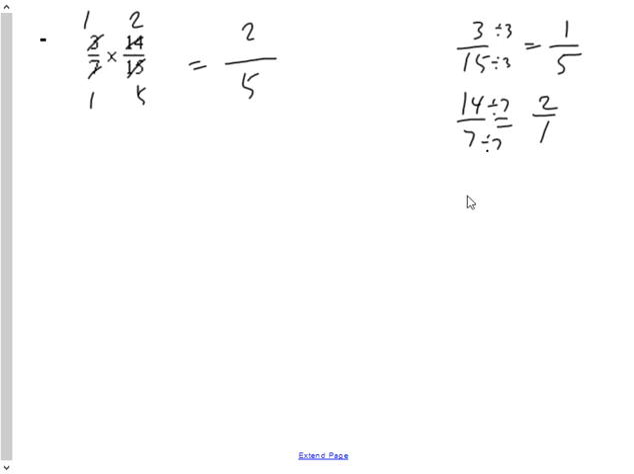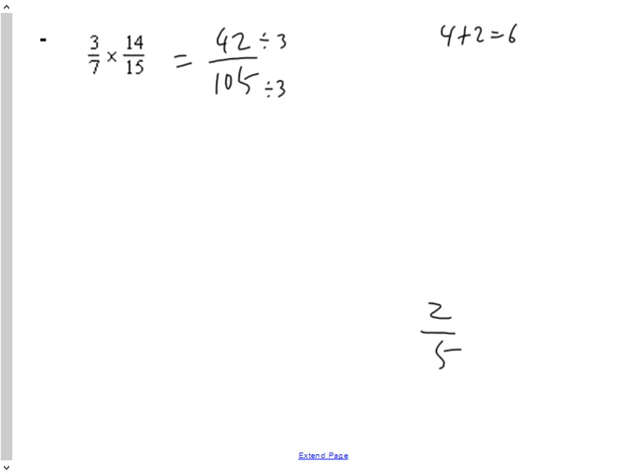But if you didn't cross-reduce, that's okay, because if you didn't cross-reduce, you can still get the answer 2/5. I'll put 2/5 down here. You would get 3 times 14, which is 42, not 52, 42. And 7 times 15, which is 105. Now the difficult part is you don't know probably that you can divide this by 3 and this by 3, because 4 plus 2 is 6, and 6 is a multiple of 3, so 42 is divisible by 3. 1 plus 0 plus 5 is 6. 6 is a multiple of 3, so 105 is divisible by 3.